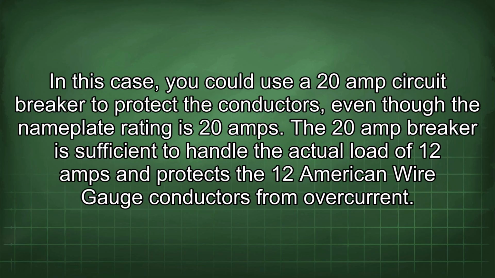In this case, you could use a 20 amp circuit breaker to protect the conductors, even though the nameplate rating is 20 amps. The 20 amp breaker is sufficient to handle the actual load of 12 amps and protects the 12 American wire gauge conductors from overcurrent.